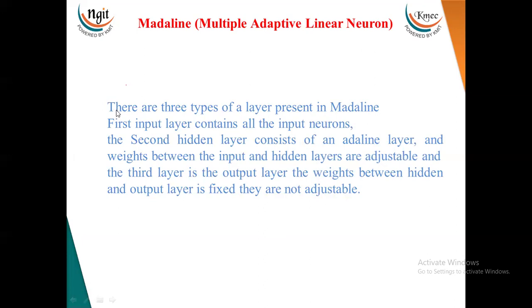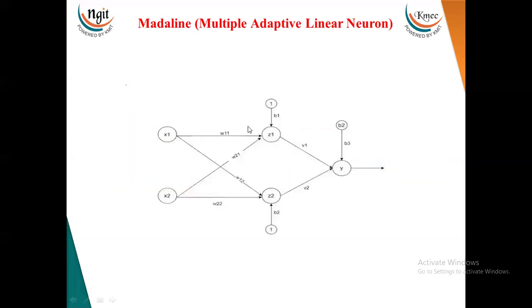So what are the layers? First, as I said, you'll have the input layer. Second, the hidden layer consisting of the Adaline layer. And third, you'll have the output layer. But weights can be adjusted only between the input and the hidden layers. I'll show you where we can adjust the weights. Here we cannot adjust any weights, only in these particular layers can we adjust the weights. In between, we cannot adjust the weights. So this is a basic rule of the Madaline.